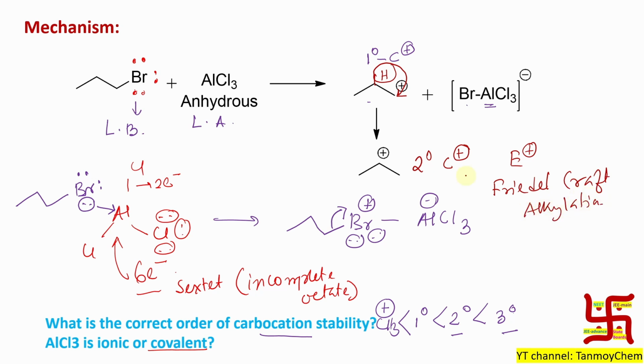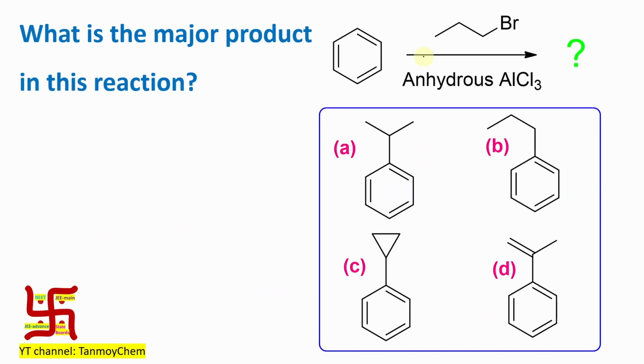So this alkyl carbocation will react with benzene. Here, if you look, this benzene reacting with this secondary carbocation first produces a sigma complex and later on, upon removal of the proton, it will result in this aromatic species. Okay, so from this benzene we will have 2-propyl benzene, so option A is the right answer.